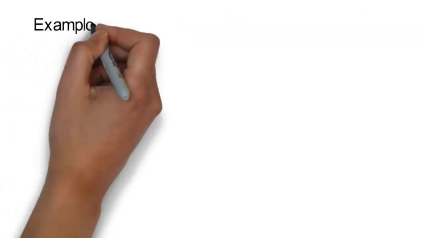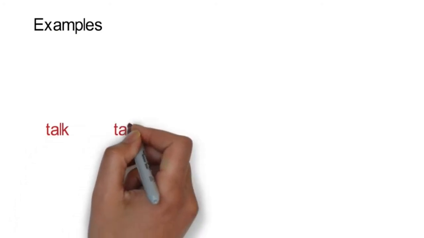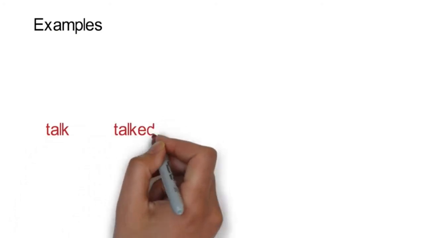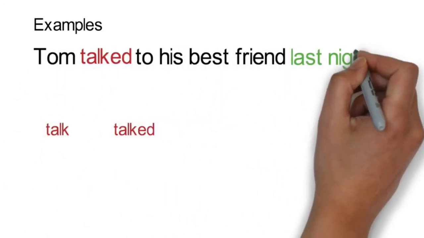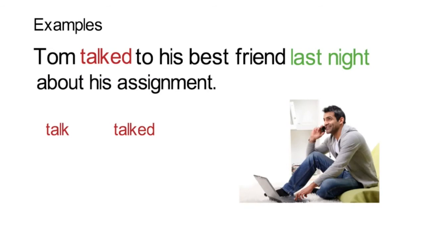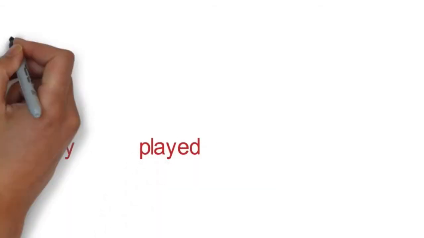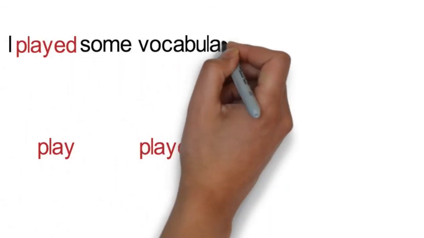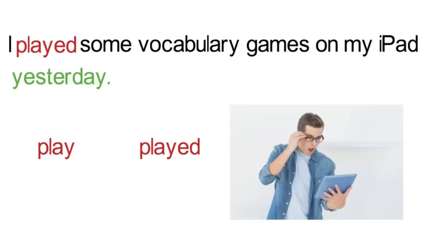So what happens to the verb in these examples? Talk? That's right, it becomes talked in the past. Tom talked to his best friend last night about his assignment. We also know it happened in the past because last night is mentioned. Play? Played. I played some vocabulary games on my iPad yesterday. Play is a regular verb, so we add an ed to form the past tense.